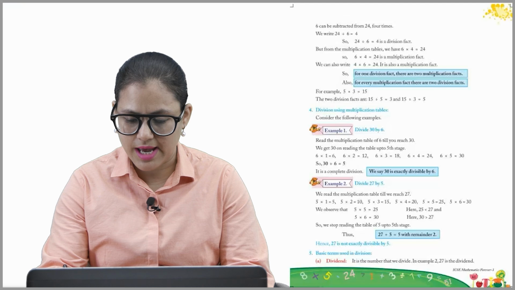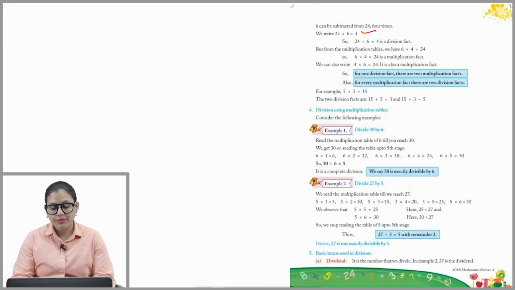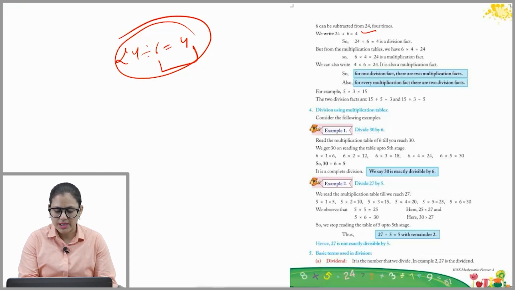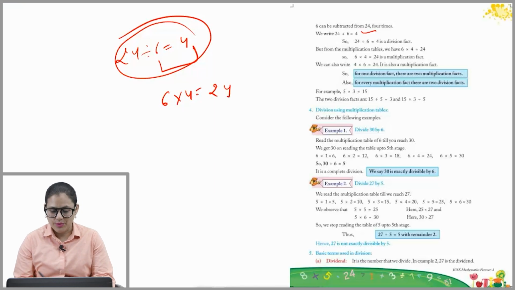So, we write this like this. 24 divided by 6 is equal to 4. This is a division fact. But from multiplication tables, we have, see, if we multiply 6 and 4, we will get 24. So, 6 into 4 is equal to 24. This is a multiplication fact, and 4 into 6 is equal to 24. It is also a multiplication fact. So, for one division fact, there are 2 multiplication facts. Also, for every multiplication fact, there are 2 division facts.